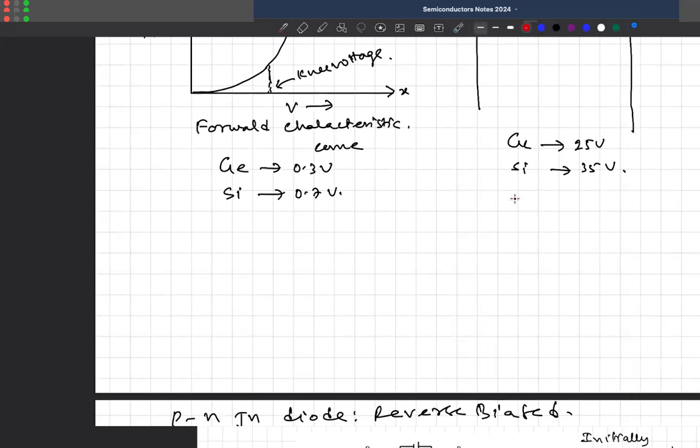Anytime someone asks you for forward resistance, forward bias resistance, simply do delta V by delta I. This is how you will operate in semiconductors, not V by I. Usually for forward bias, and even for reverse bias, you will operate almost the same for resistance.